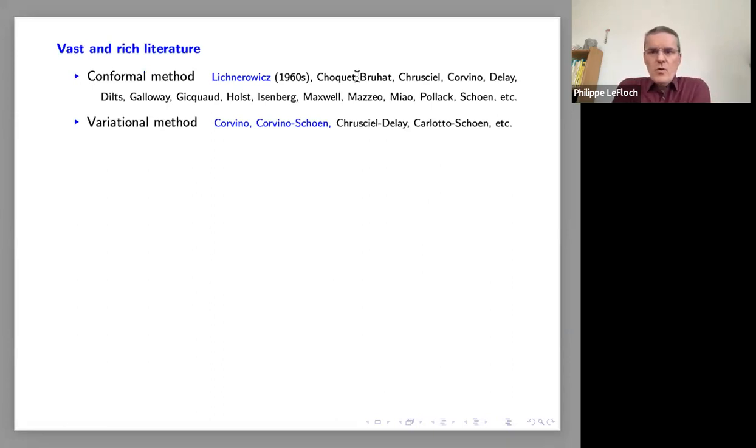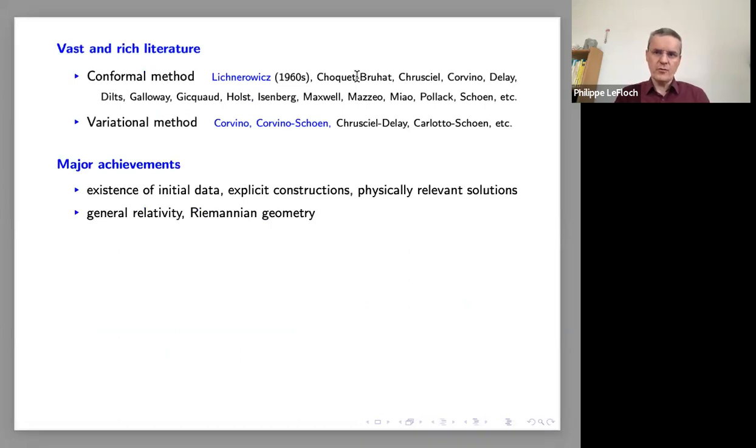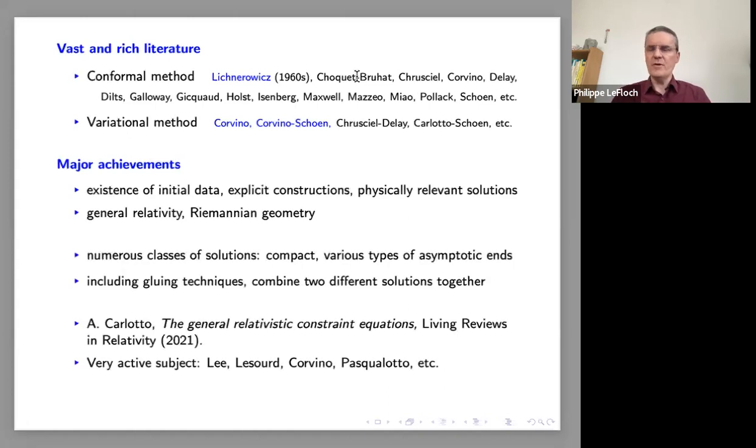As many of you would know, there is a very large and rich literature with 2 main techniques, the conformal method and the variational method. I put some of the names on the screen, but many people have been working on constructing solutions to the constraints, leading to major achievements about the existence of initial data, some explicit constructions, physically relevant solutions, etc., with connection, obviously, with general relativity, but also, of course, with Riemannian geometry.